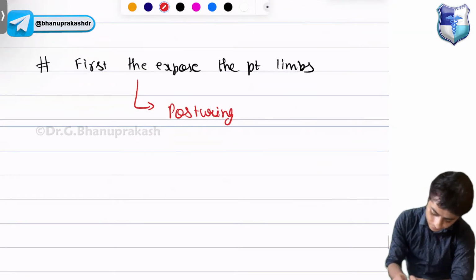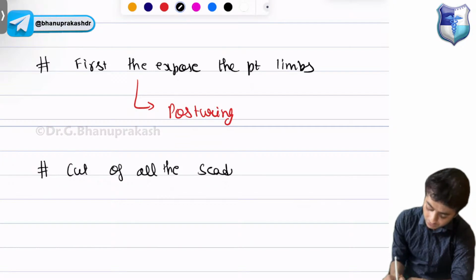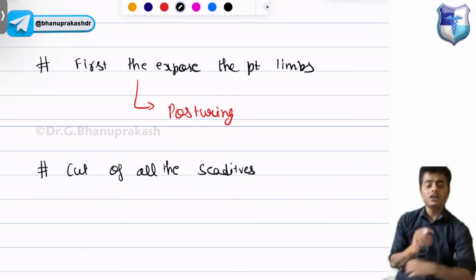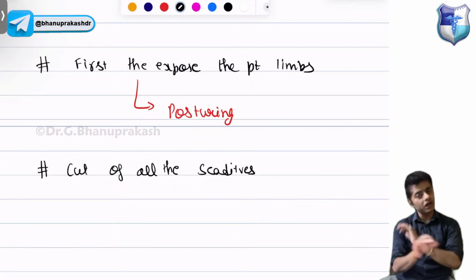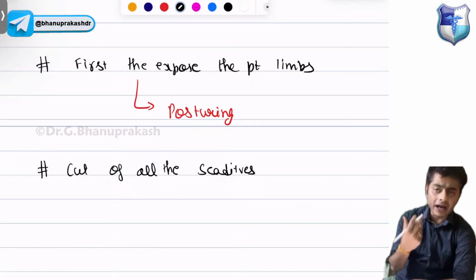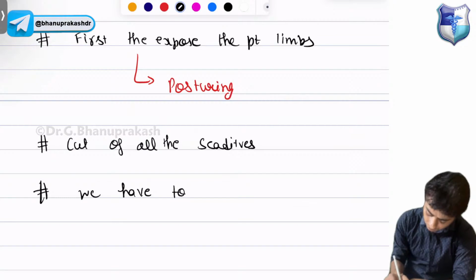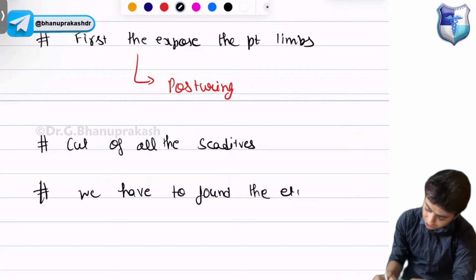Then we will cut off all the sedatives. All the sedative drugs we were using, we will cut off, such that we can do a proper neurological examination. And why are we doing the examination? Because we have to find the etiology.